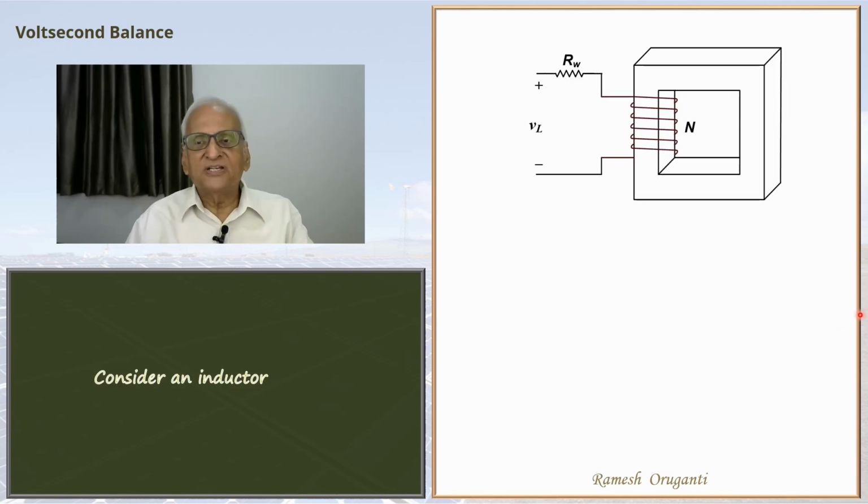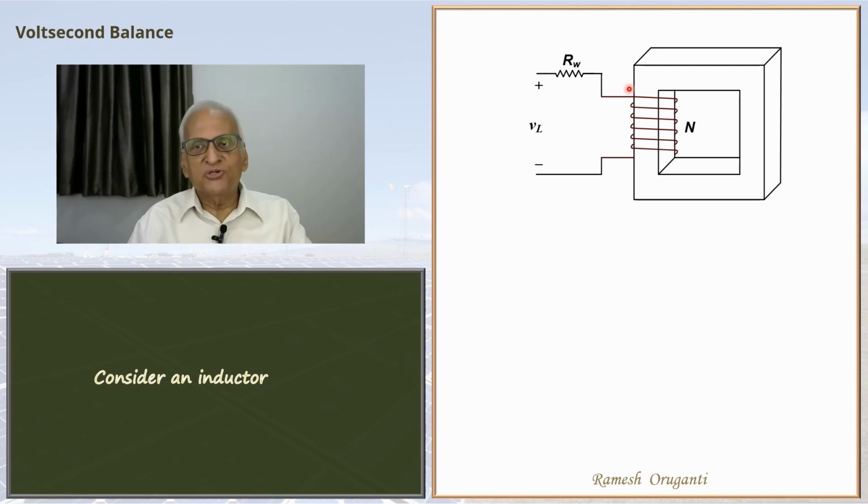Usually in power electronics, air-core inductors are not used. So there will be a core, ferrite or some such suitable material. So this is a core and turns a winding. The terminal voltage is VL and the winding resistance RW has been shown separately here.